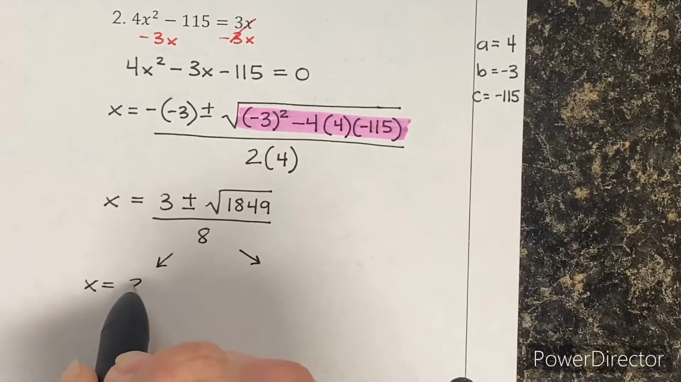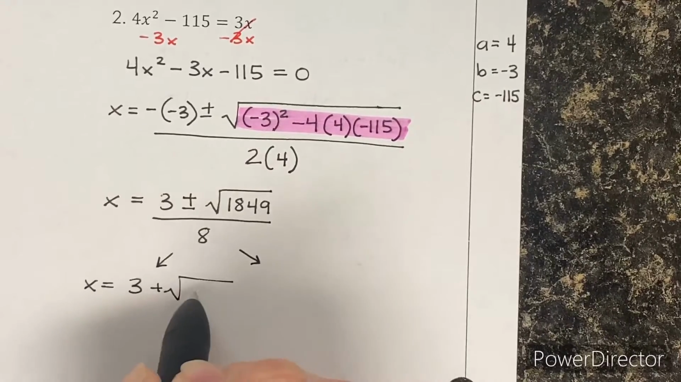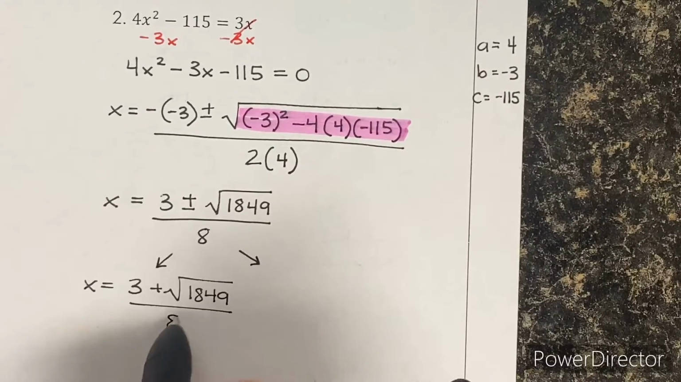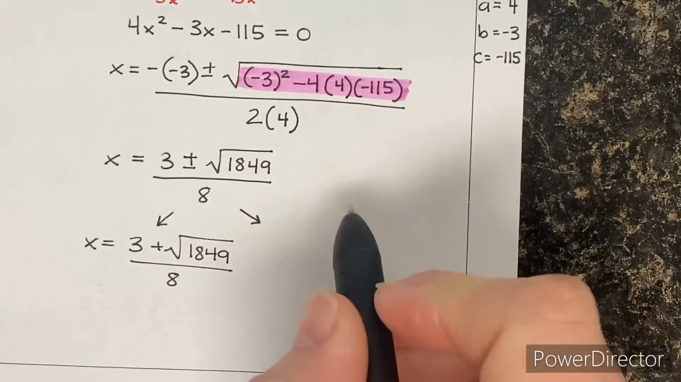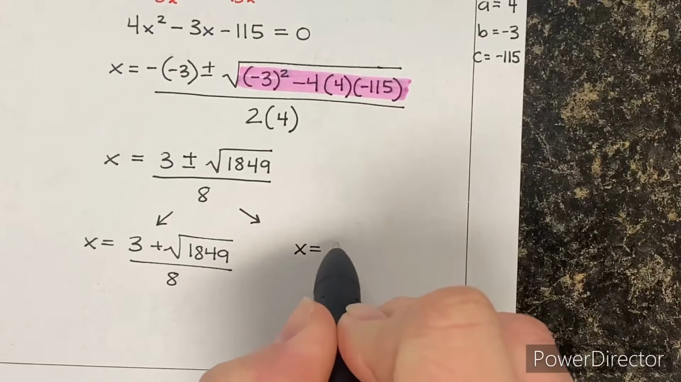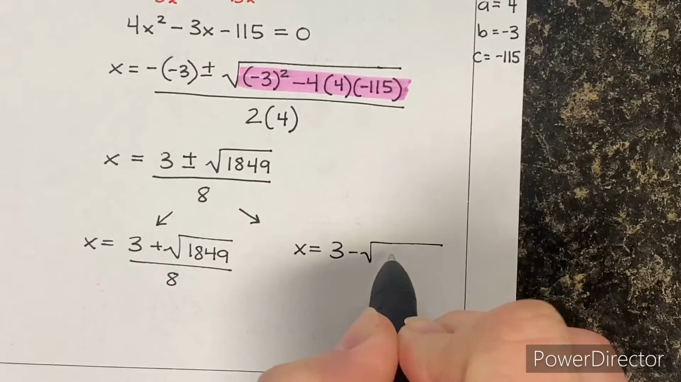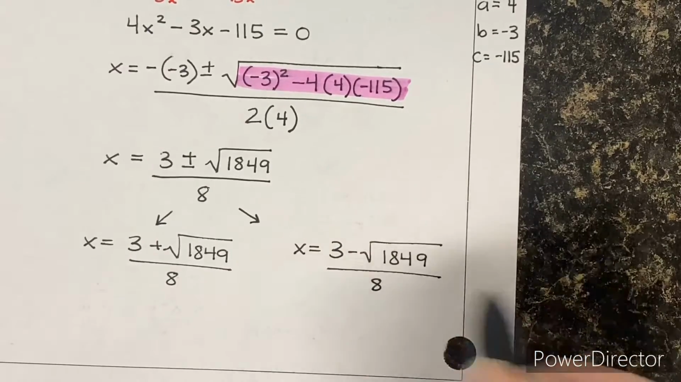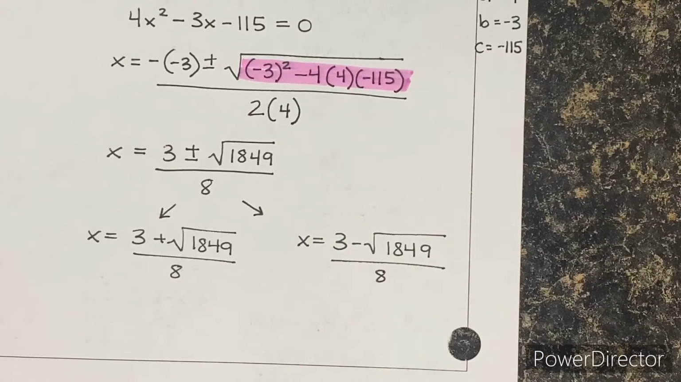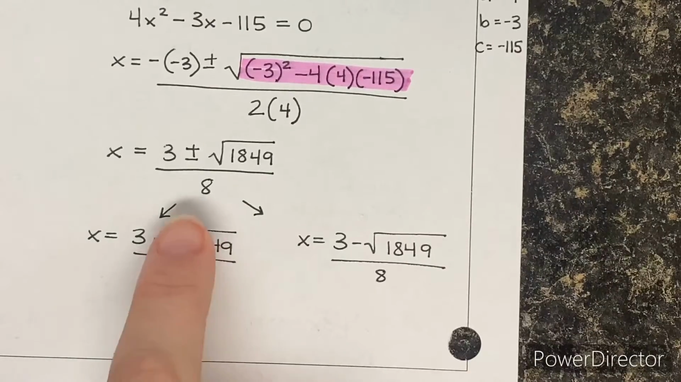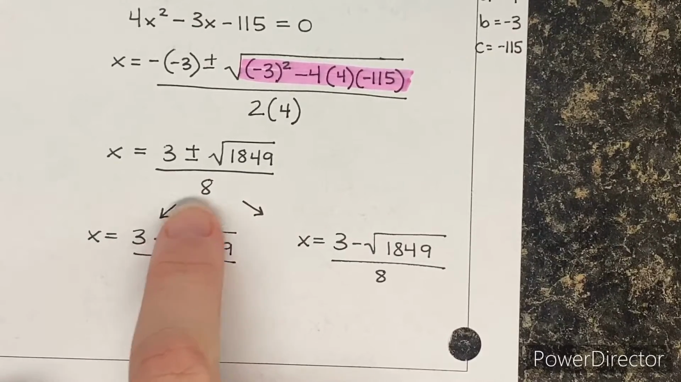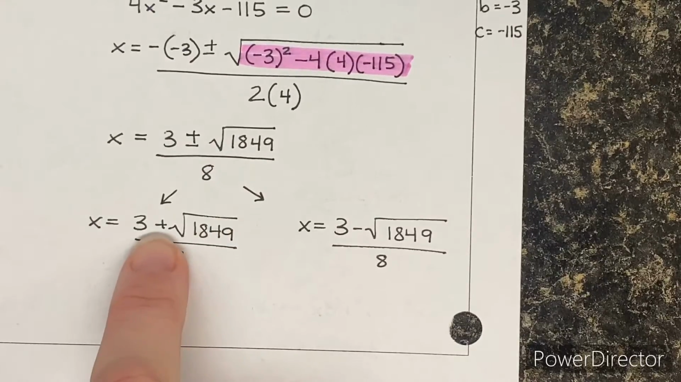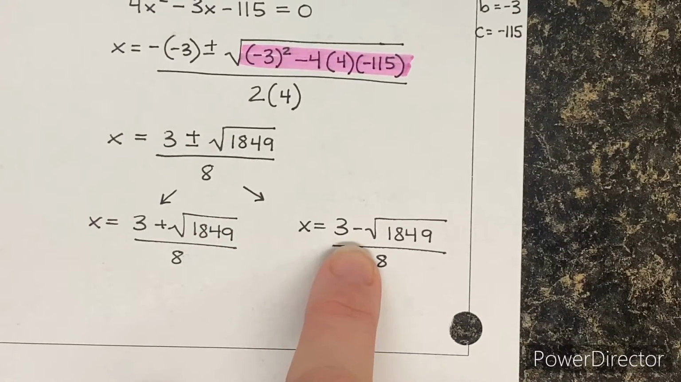So one of them will be 3 plus the square root over 8. And then the other one is going to be 3 minus the square root over 8. So what I've done right here is I just drew these little arrows to address that plus or minus symbol. This one is my plus sign, this one is my minus symbol.